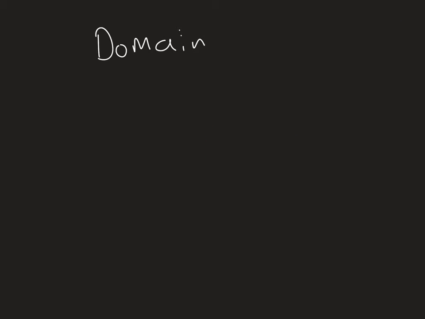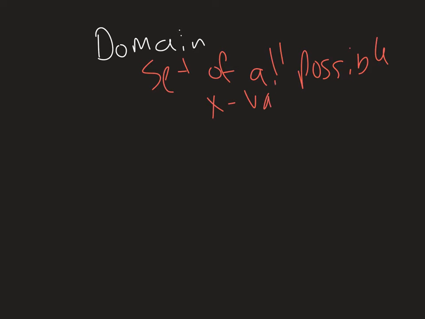So let's talk about domain. Domain is a list or a set of all possible x values. And usually I wait to talk about domain and range until we get to this section, because when you're talking about lines, when you're talking about polynomials, it's pretty rare that you have restrictions, with the exception of quadratic functions. But even then, this is a good time to talk about it.